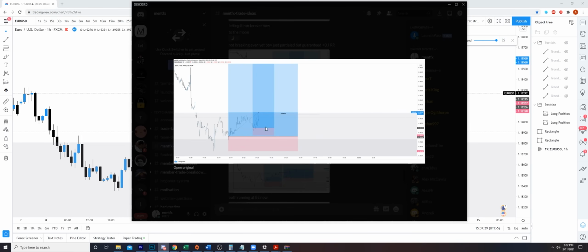Now, similarly, this trade that was entered right here, again, was partialed at about 1 to 2.5, 1 to 1.5.